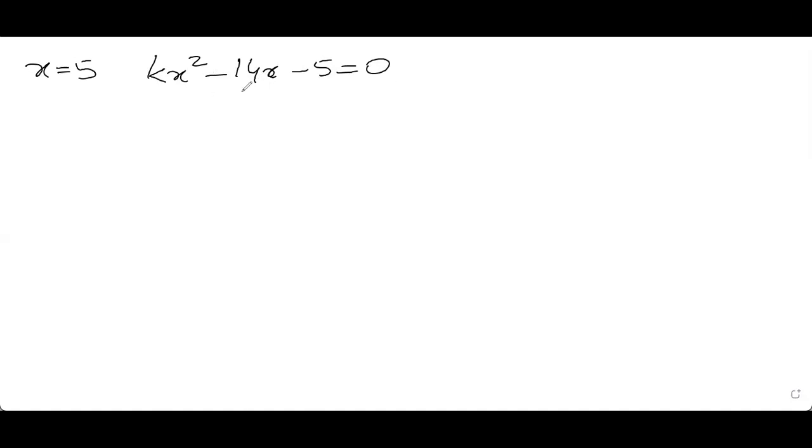Before we get into the solution, tell me from this polynomial, what is a, what is b, and what is c? How much is a? A is k. How much is b? 14. Wrong. It is minus 14.